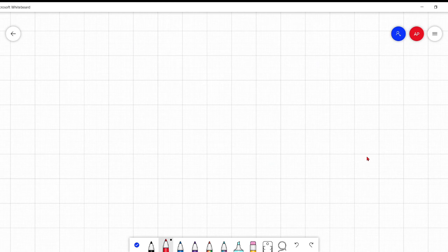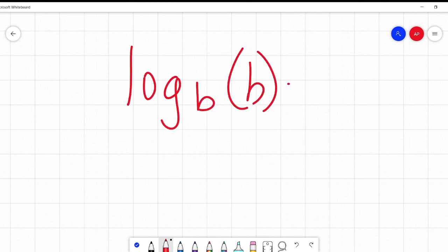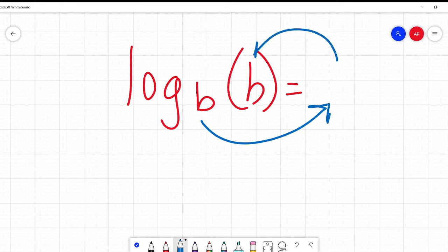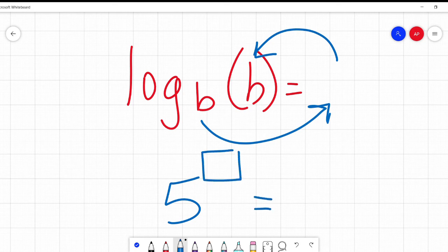All right. What about this one? Log base b of b. What do you think this one might be? B to what power equals b? Well, again, if you remember about exponents, 5 to what power, and I realize that looks like a 0, I should put a little box. Let's fill in the box. 5 to what power equals 5? 5 to the power of 1 equals 5. That's it. The answer is always 1.